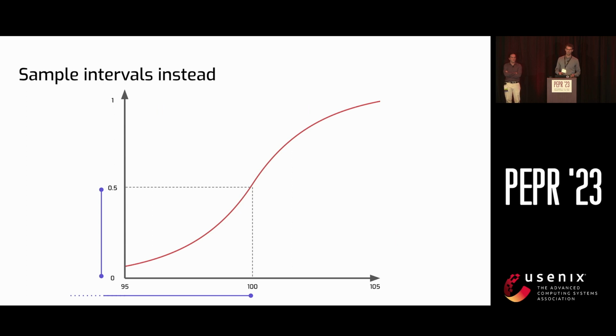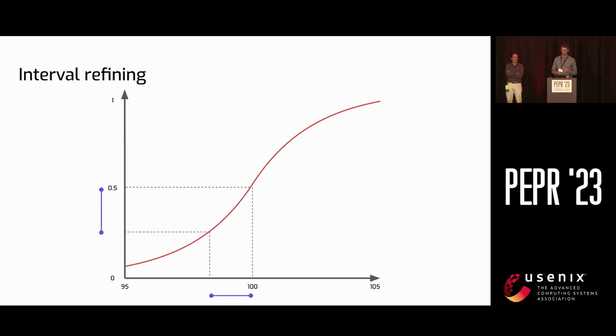All right, so instead of sampling a value from the y-axis, we're going to sample an interval. So here in the first step, we've cut our original interval from 0 to 1 in half, and we choose one of these halves. Then we transform this interval using the inverse CDF, and we get an interval on the x-axis. So we call this interval refining. At each step, we're going to sample 1 bit, cut our interval in 2, and then do this transformation.